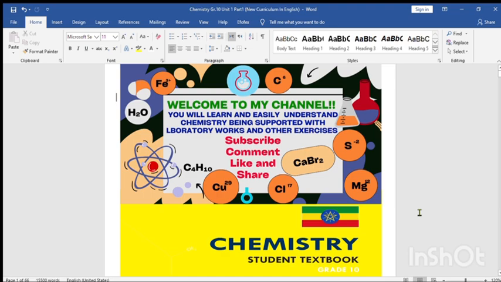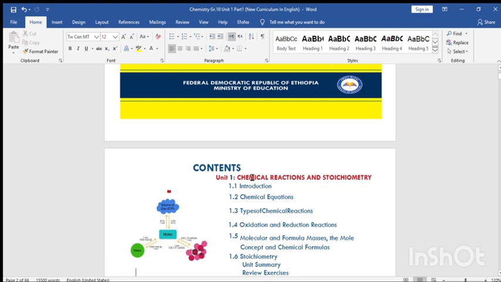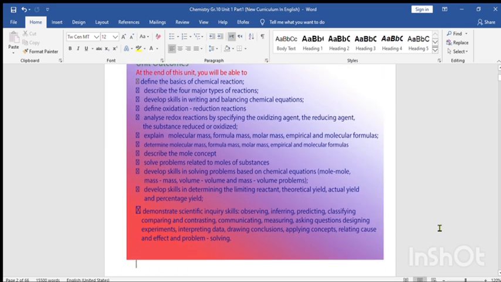When we come to the contents of the title, the major title is chemical reactions and stoichiometry, and the subtitles included are the introduction part, chemical equations, types of chemical reactions, and stoichiometry. There are many exercises to be discussed and several laboratory experiments to be provided in this unit.